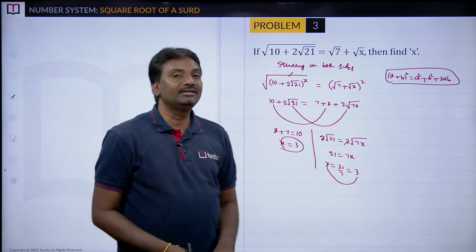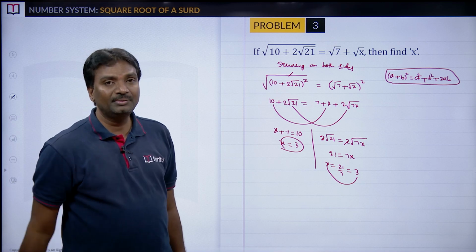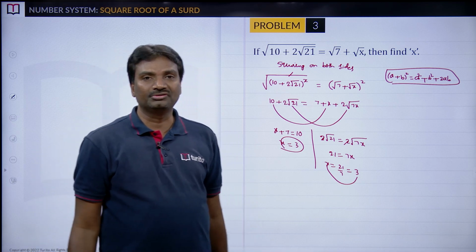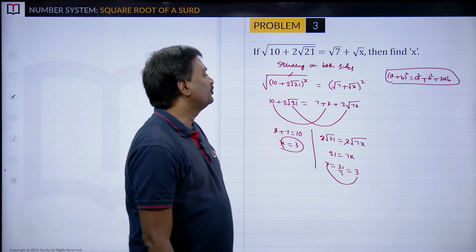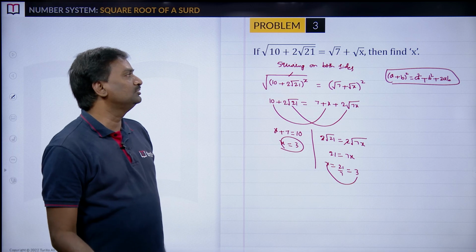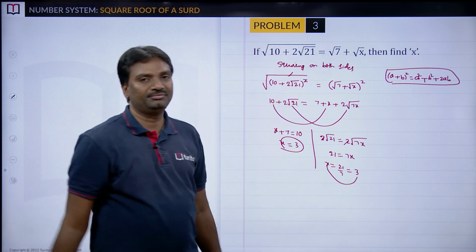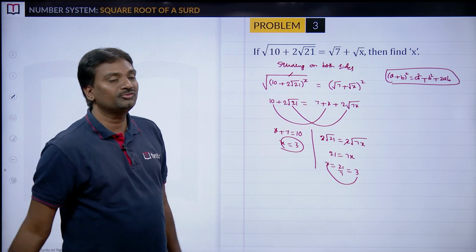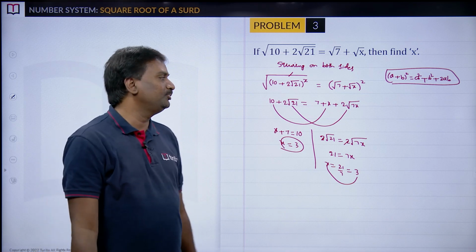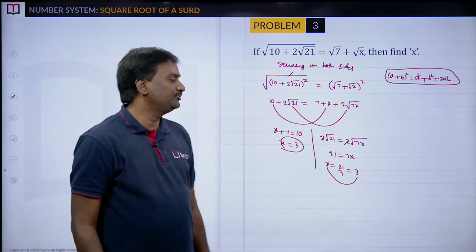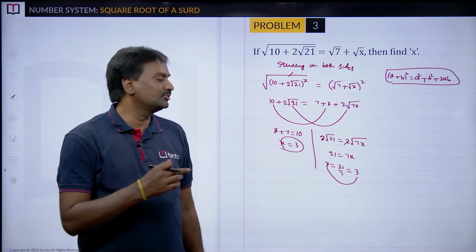So that's why to get the value of x, you may compare rational terms or irrational terms on both sides, but in both cases you will get the same value of x. If square root of 10 plus 2 root 21 equal to root 7 plus root x, then find the value of x. You can square this on both sides. So in LHS, square root and square should be cancelled. RHS root 7 plus root x whole square. So a plus b whole square formula, that is a square plus b square plus 2ab. So expand that and compare rational and irrational terms on both sides.